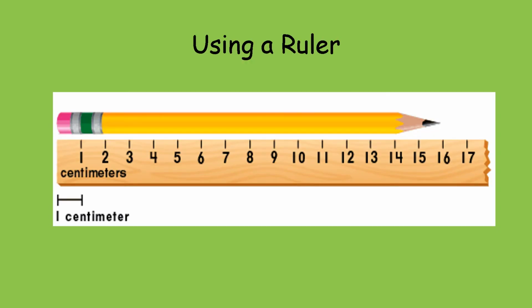How do we use a ruler? Well, if you look at this pencil here, you would see that we are going to measure this pencil in centimeters. We place our object at the edge, or some rulers would have the number 0. We place our object at the edge or the number 0. We look straight across to the end and we see where the object ends.